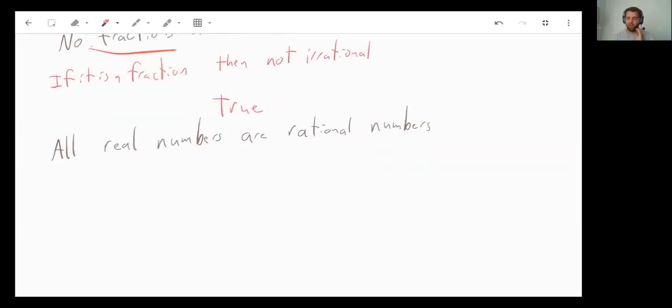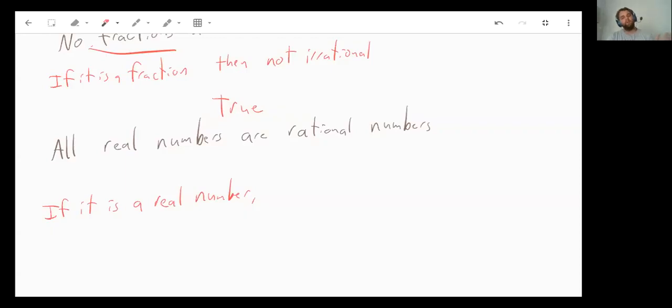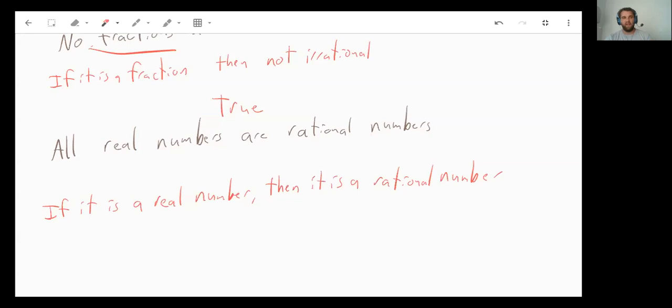The next one says all real numbers are rational numbers. So just like the last one, if it is a real number, well, all real numbers are rational. So if it's a real number, then it's a rational number, would be the then part. The problem with this is that irrational numbers are also real. So this one is actually false.